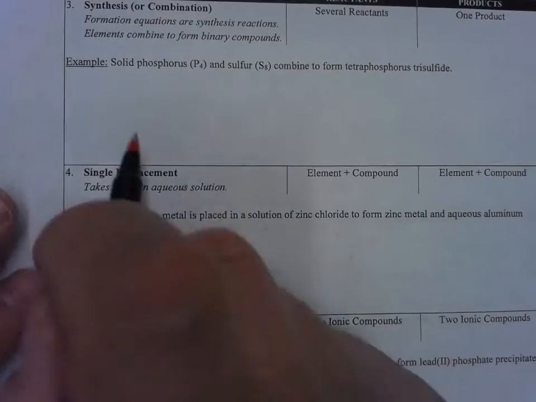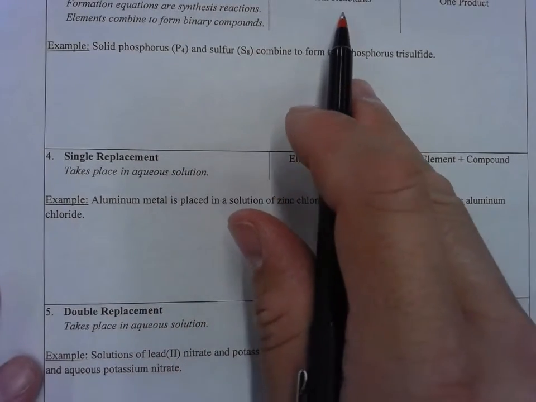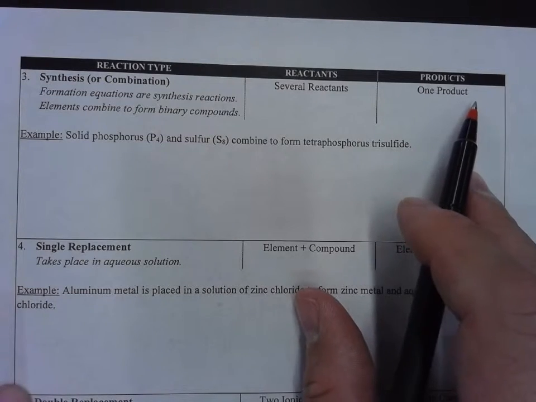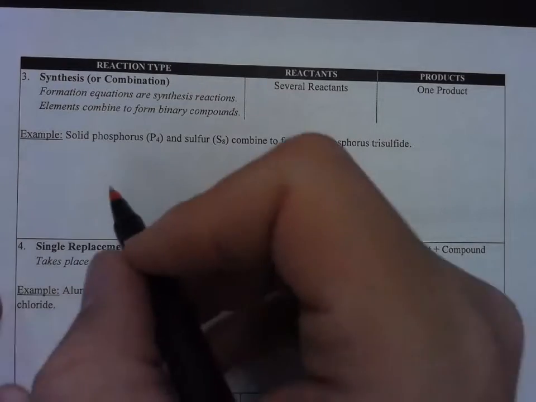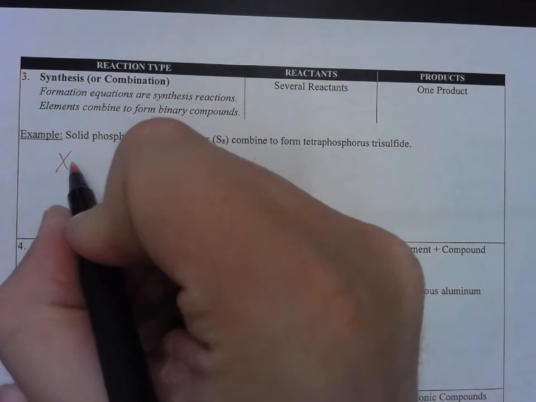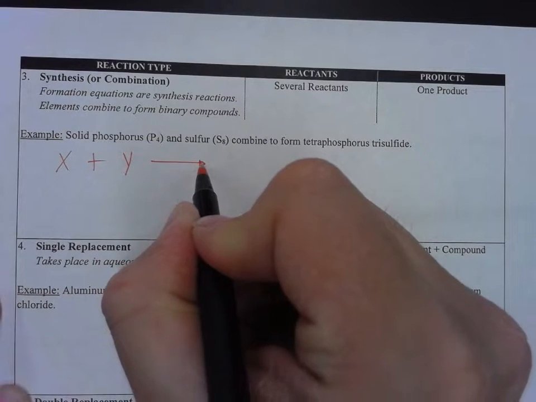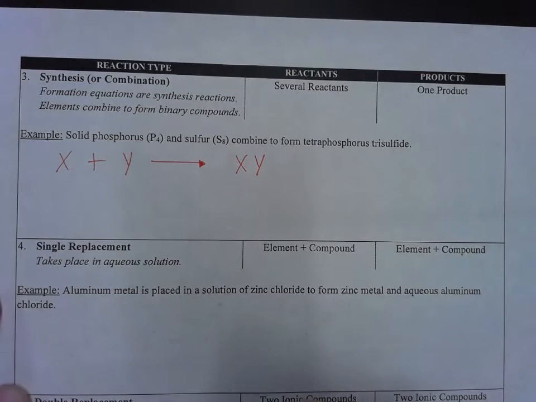The next up is a synthesis or combination reaction, and what you have here is you have several reactants, and they come together and they form one product. So a synthesis reaction would look like this. It could go X plus Y yields product XY. That's a synthesis reaction.